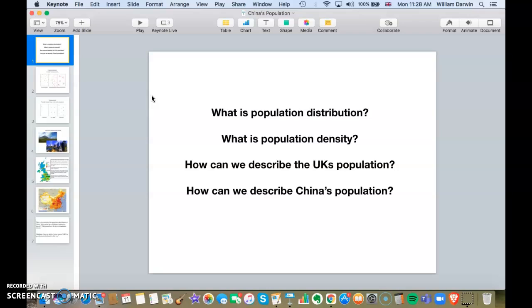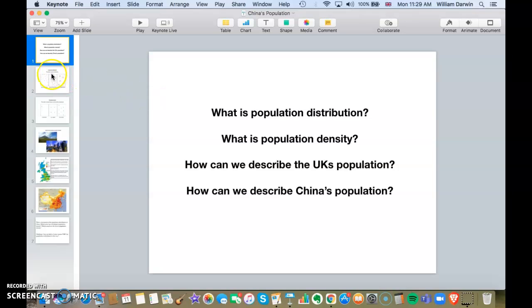Today we're going to be looking at population, and China's population. China has the largest population of any country on earth, and its population is spread out in a particular way, which we're going to be looking at using maps. And these are the questions that we're going to be looking at. Firstly, what is population distribution? Secondly, what is population density? Thirdly, how can we describe the UK's population? And then lastly, how can we describe China's population?